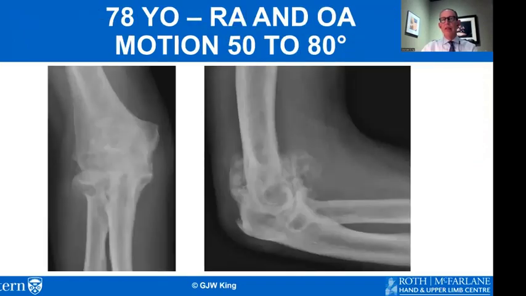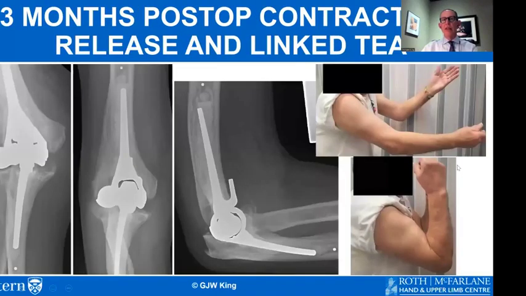Here's another example. This is a 78-year-old lady who has both rheumatoid arthritis and osteoarthritis. You can see the extensive osteophytes, and she only had a 30-degree arc of motion. Now, of course, putting a total elbow in this patient is challenging, as it does require you to do a contracture release, excise all that extra bone, and then finally put in a linked arthroplasty. That was done here, and here she is 3 months later.